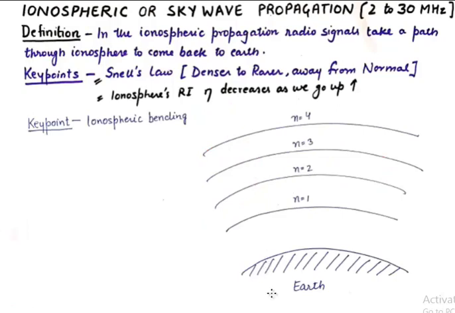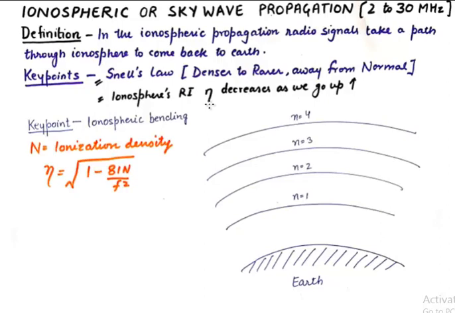Now, in order to understand, I've drawn this illustrative diagram. Over here I've not mentioned the names of the layers D, E, F1, F2. Instead, a generalization of the layers is used, and we know that the eta of the lowest layer will be the highest, N1. It will be denser and then rarer and rarer as we move up. And what's the reason behind that? What causes this ionospheric bending? Let's see that. So you need to remember this very important formula.